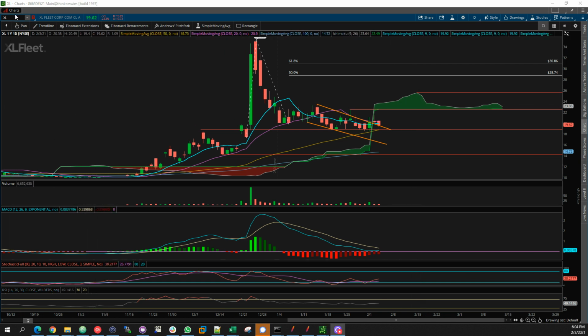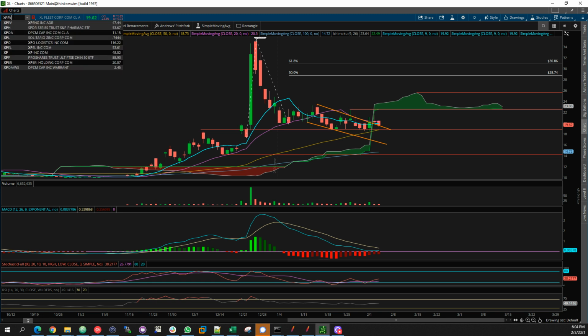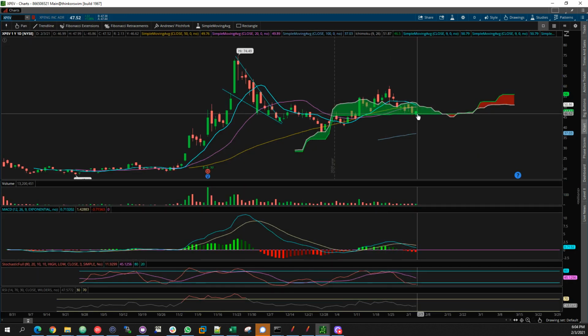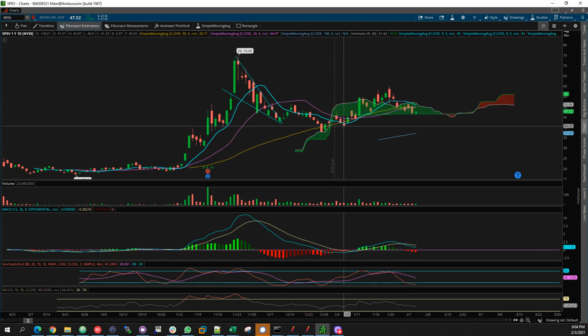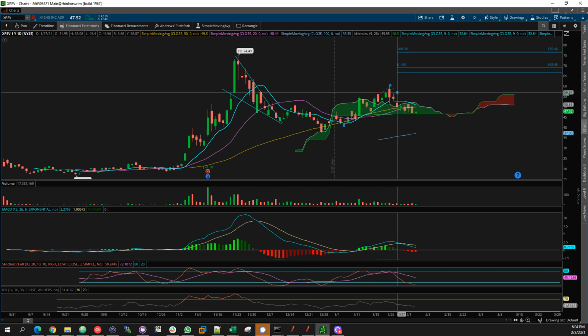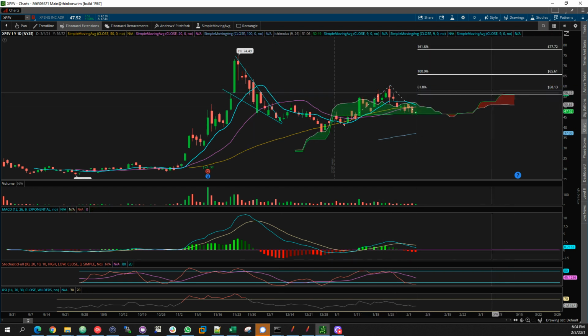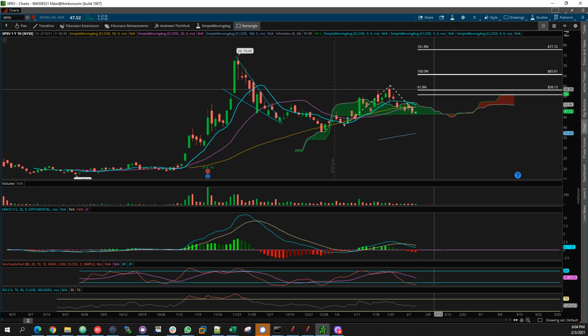Next name is XPEV. So another EV name. I will go ahead and do this. Very good support on the cloud. If it doesn't lose this, I believe this name is good. And I think their numbers were good. When I say this name is good, I meant the chart. So the cloud top right here will be our target. Of course, the target is determined by the fib extension anyhow.